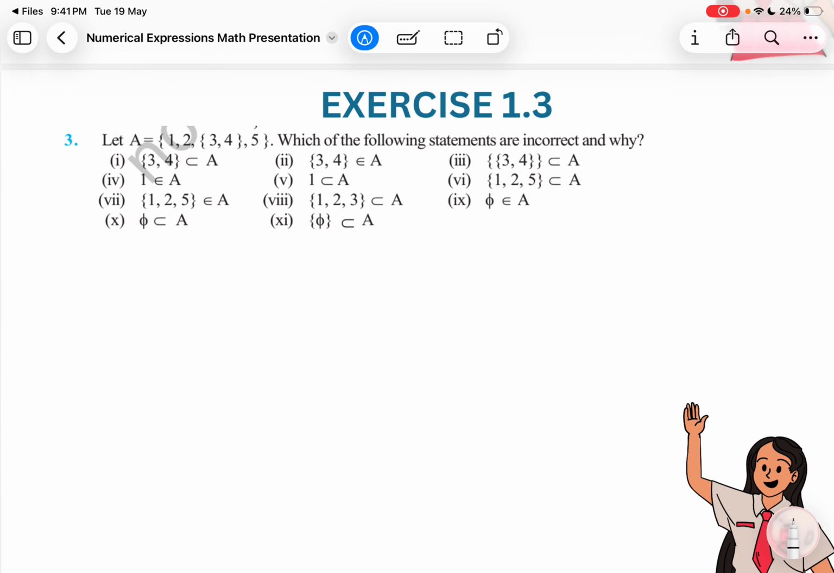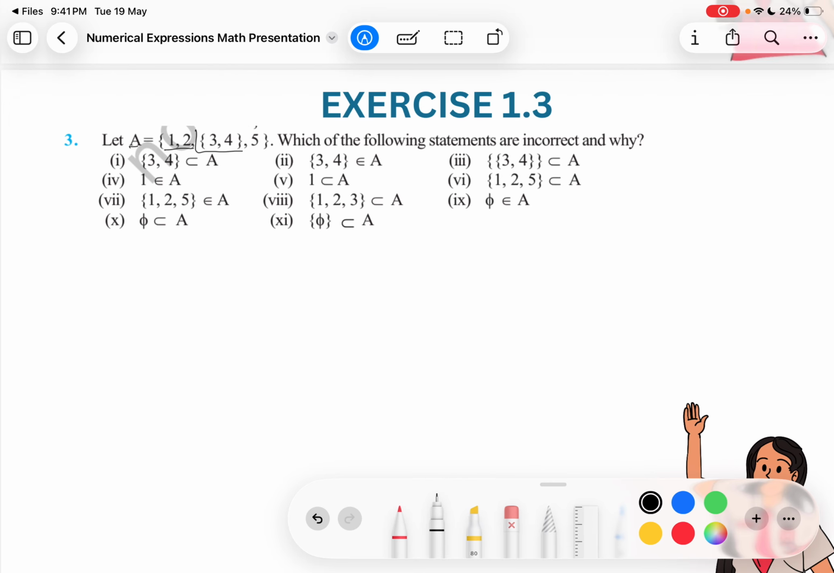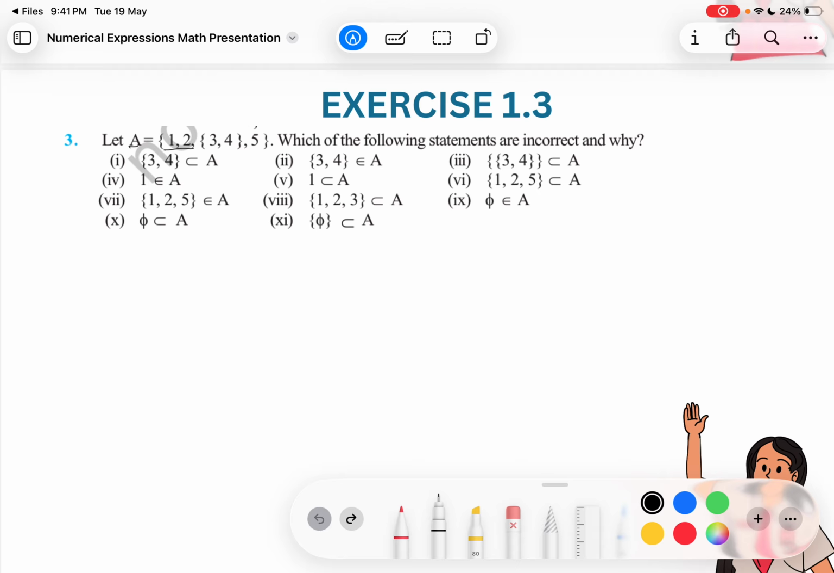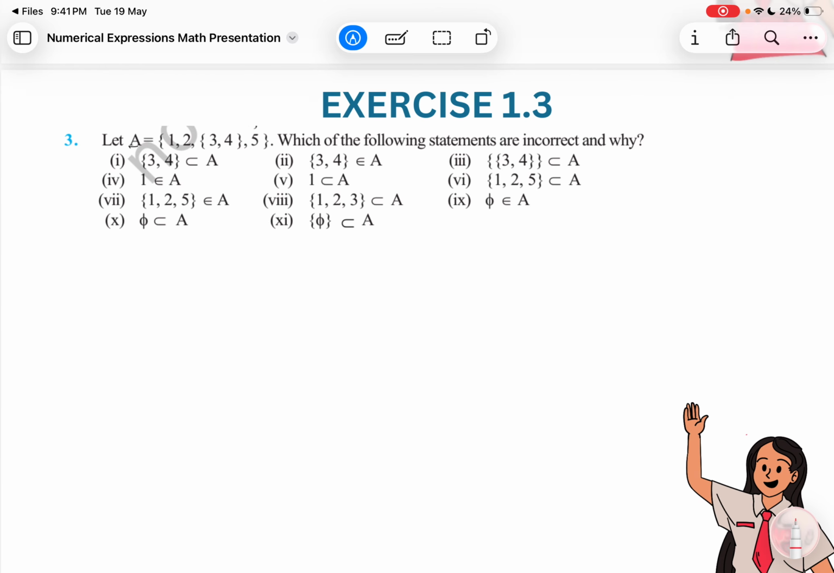Question number 3. Let A equal to 1, 2, and 3 4. So this is a different statement. Let me just mark it with a different color so you can see it. I think red is great. So we have one element 1, then 2, then 3 and 4 as a single element, and 5. Which of the following statements is incorrect and why?